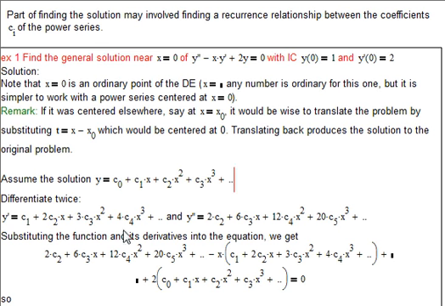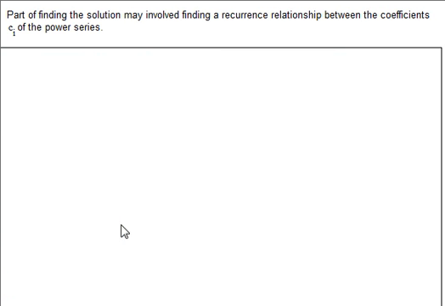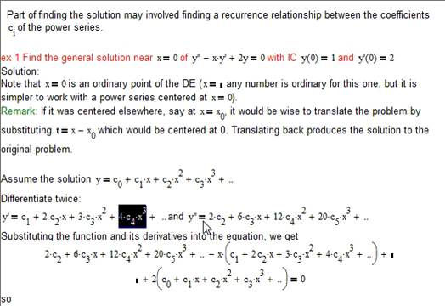And if we differentiate it twice, the first derivative is just c1 plus 2c2x plus 3c3x squared, etc., 4c4x to the third. And y double prime, here's the second derivative. It means take the first derivative of this. First derivative of c1 is 0. The first derivative of this term is 2c2.